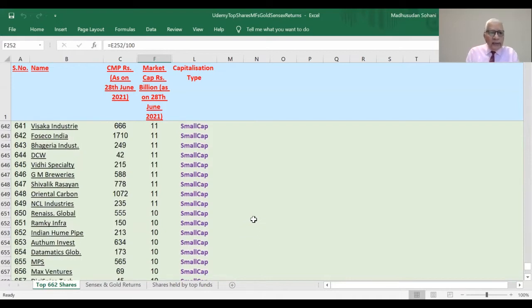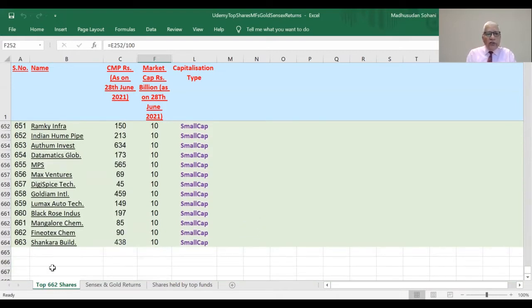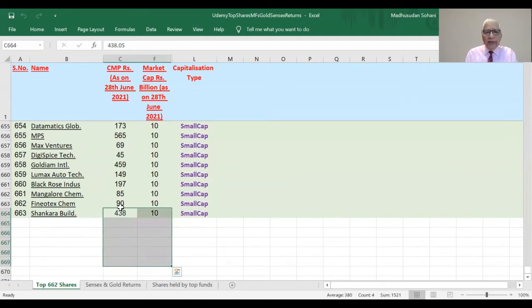Yes, here is serial number 663. The last share is Shankara Building Products, the price of which is 438, and the market capitalization is 10 billion rupees. Now, this is exactly not 10.